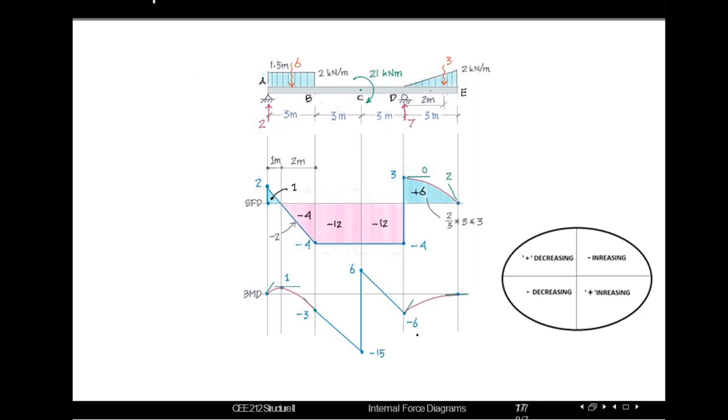Now if you were asked to calculate the maximum bending moment for this beam, you can easily conclude that the maximum bending moment is negative, or -15 kilonewton meter. So this was all for the diagram method. Thank you.